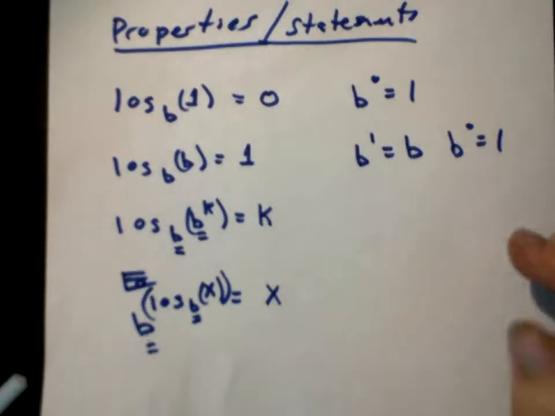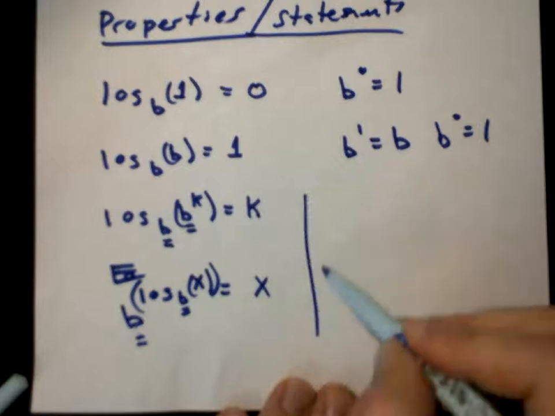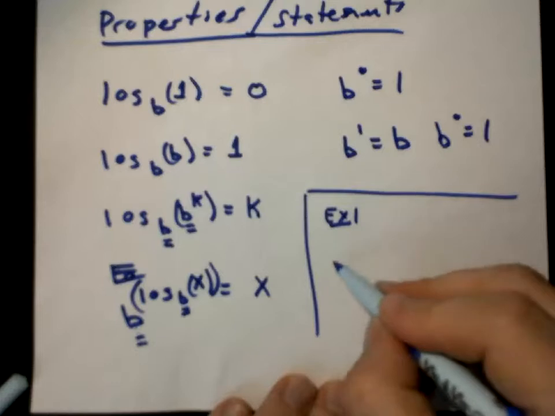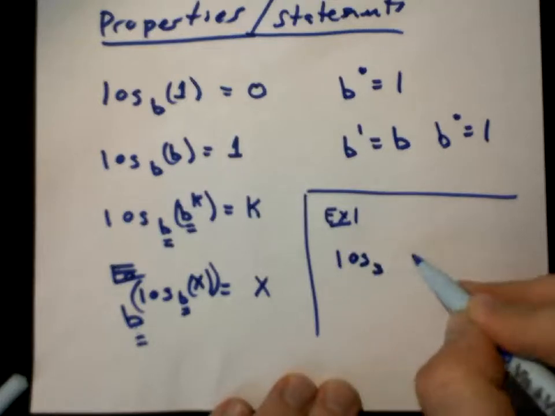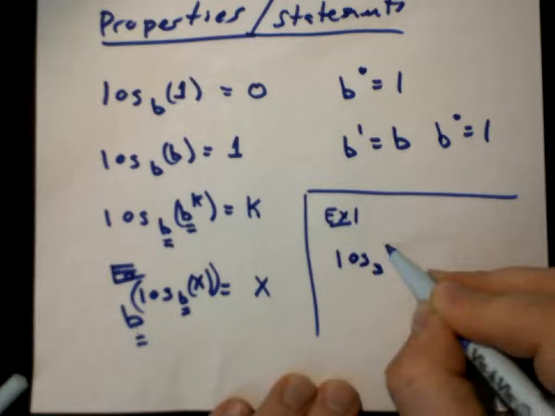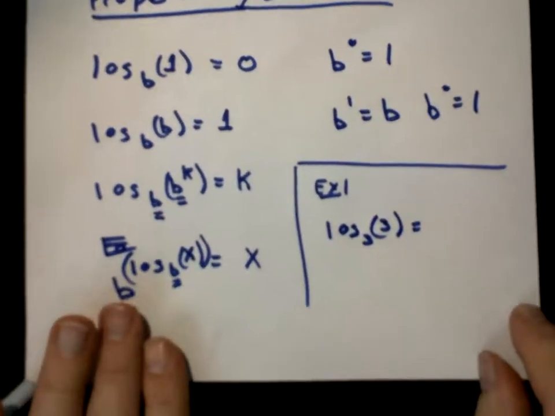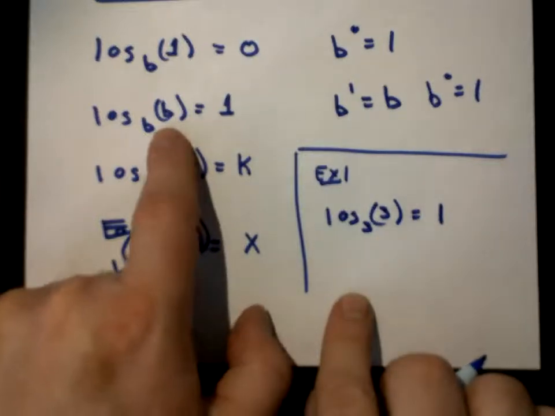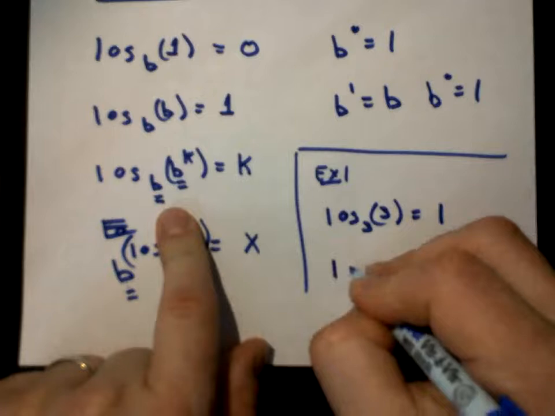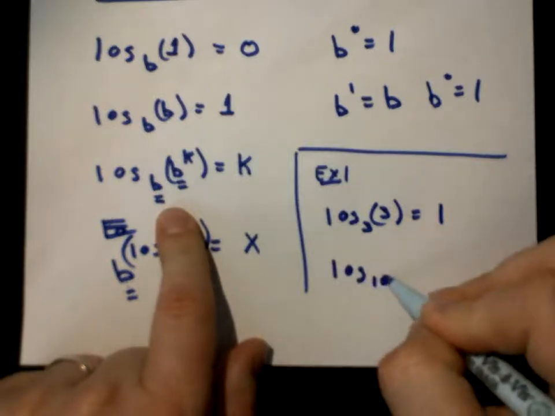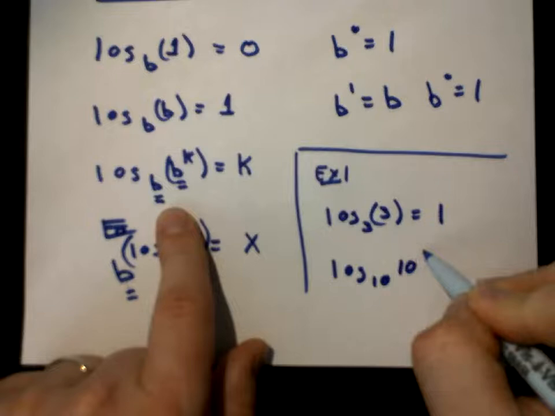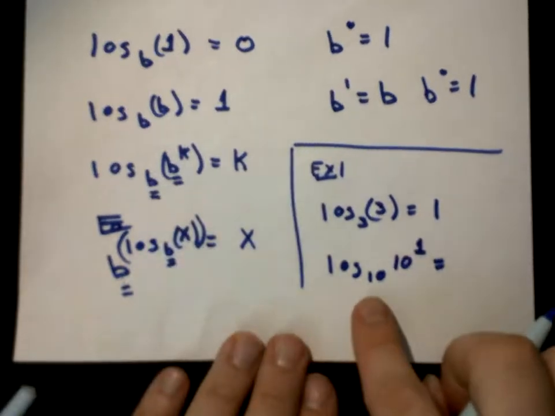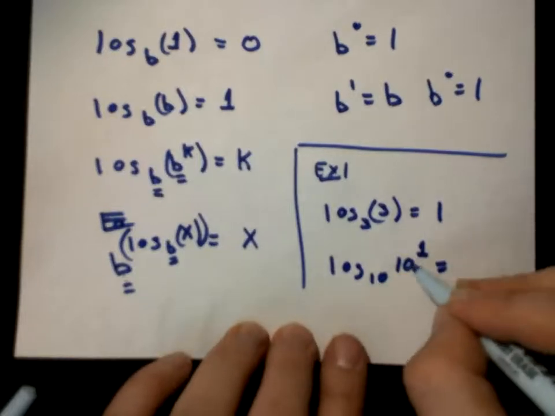Okay. Maybe we can do a couple examples with this. So let's do an example. Let's do log base 3 of 3 to the 3. Log base 3, that's just like this one, is going to be 1. Let's do one like this. What if I said log base 10 of 10 to the 1 power? Well, that says 1.